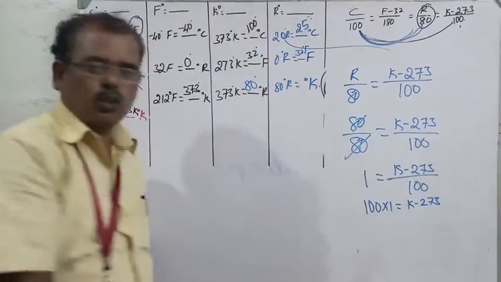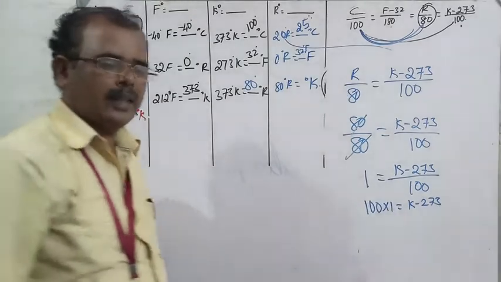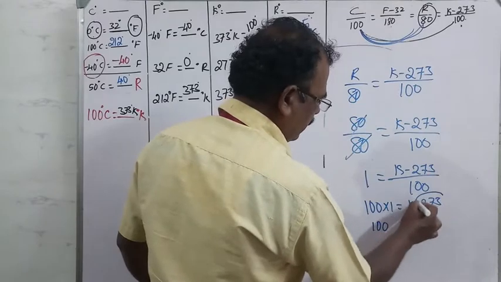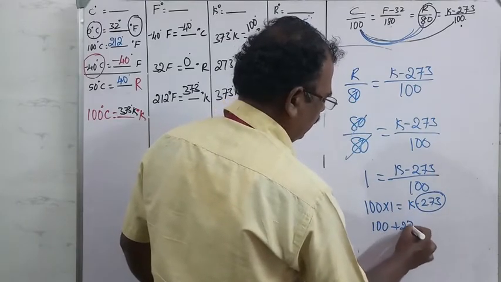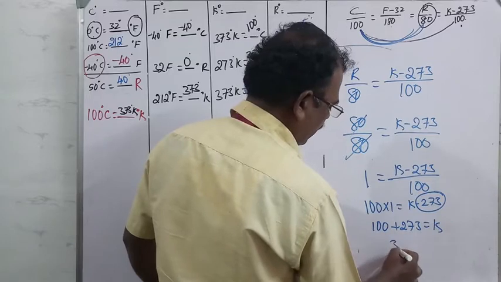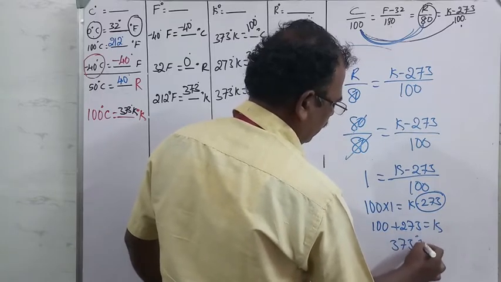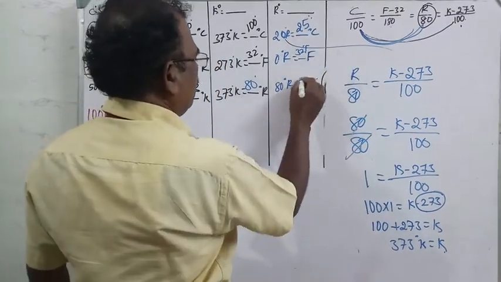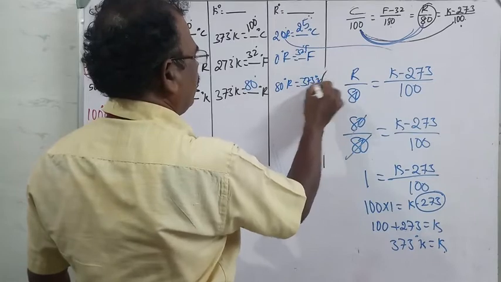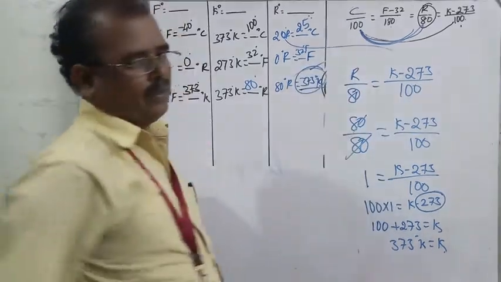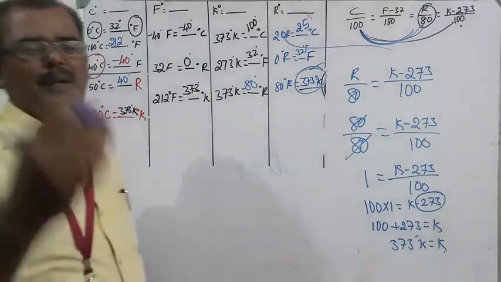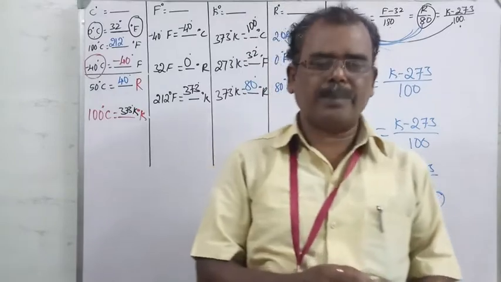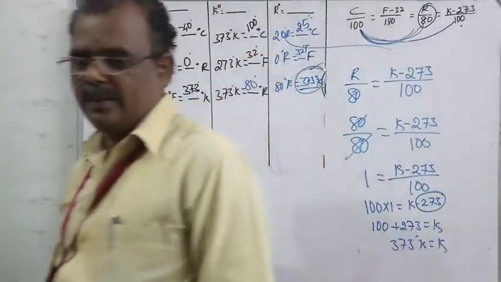Now you can shift minus 273 from the right hand side to the left hand side. So 100 plus 273 is equal to K. Now you are getting 373 degree Kelvin. You can take 373 degree Kelvin. I think you understand well. Very simple formula: C by 100 is equal to F minus 32 divided by 180 is equal to R by 80 is equal to K minus 273 divided by 100. Okay, thank you.